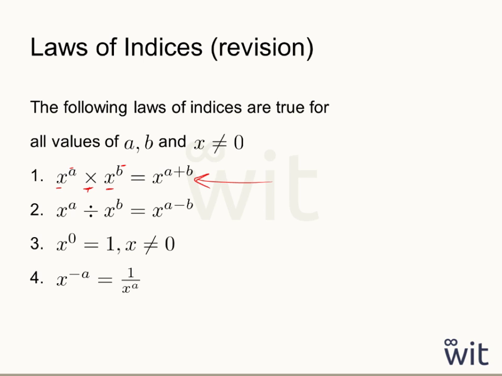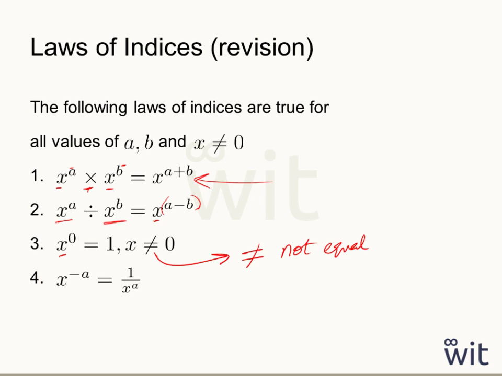For the second one, once you want to divide two of the same variables but with different powers, the law states that you have the variable x with the power a minus the power b of the second one. Then the third one states that once you have anything raised to the power of 0, it will be 1 for as long as the variable x is not equal to 0.